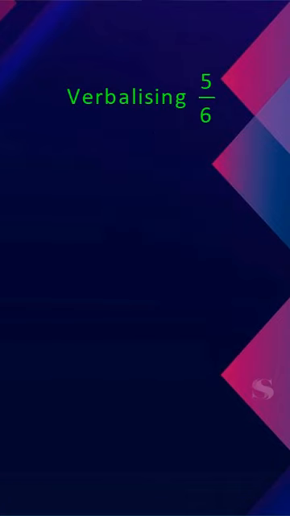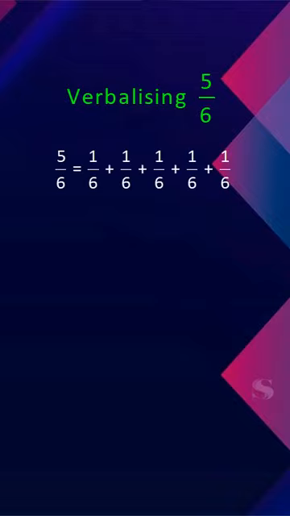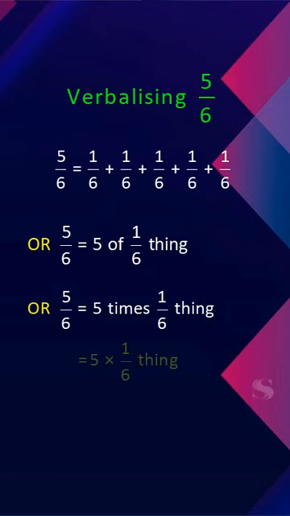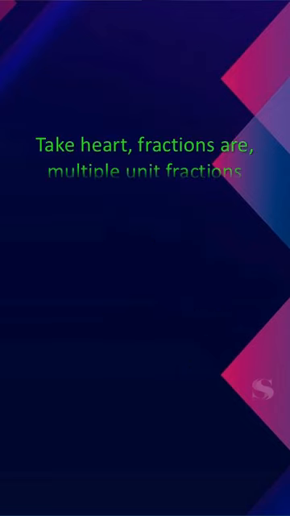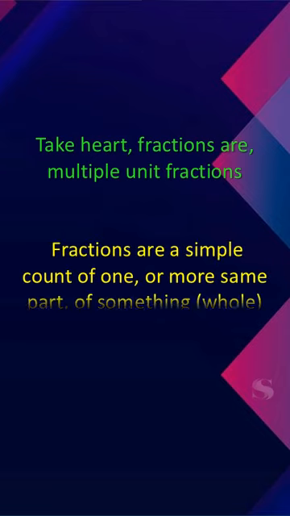5 by 6 as a fraction could be read in a few ways. 5 by 6 is the sum of 5 of 1/6, and it is also 5 multiplied by 1/6. Take heart, fractions are multiple unit fractions, a simple count of one or more same-size parts of something, some whole.